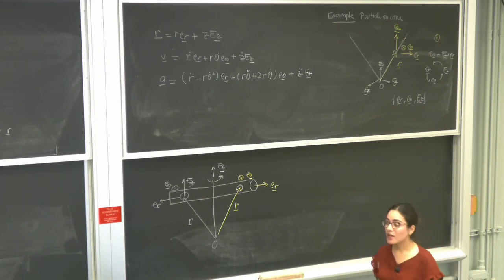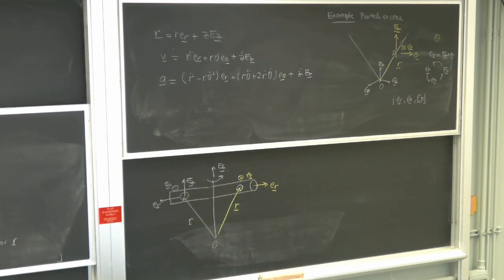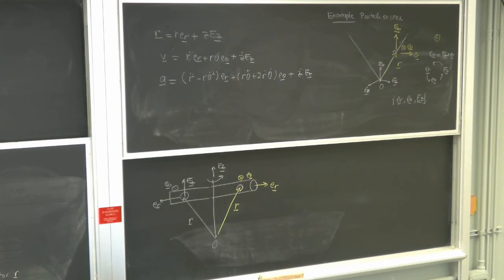Okay. One last thing, constrained motion. We started discussing this a little bit when we talked about the degrees of freedom of a system. The degrees of freedom of a system is the minimum number of coordinates we need to describe the motion of the system.